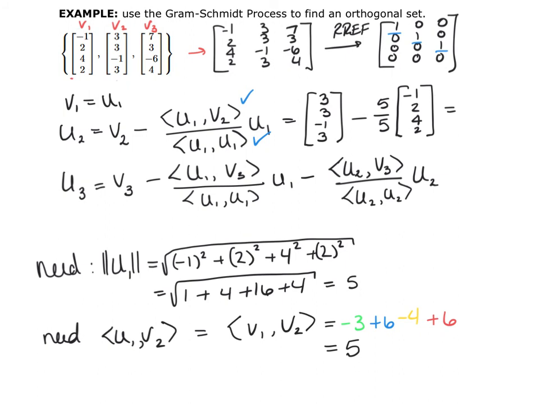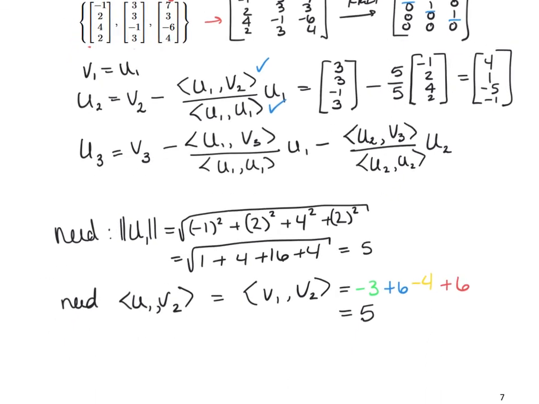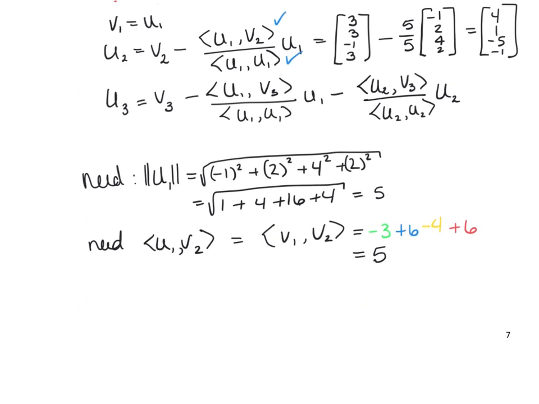So 3 minus a minus 1 gives me positive 4. 3 minus 2 is 1. Negative 3 minus 4 is negative 5. And 3 minus 2 is negative 1. So I have found my second vector. Now I can use that second vector to fill out the second piece.